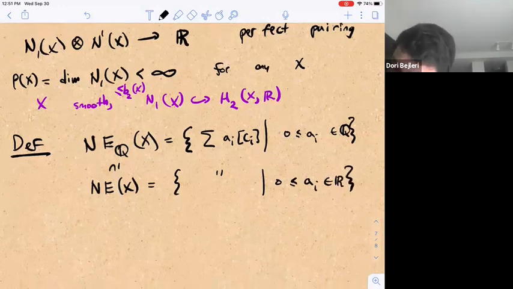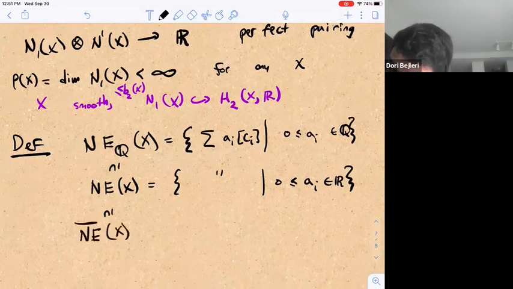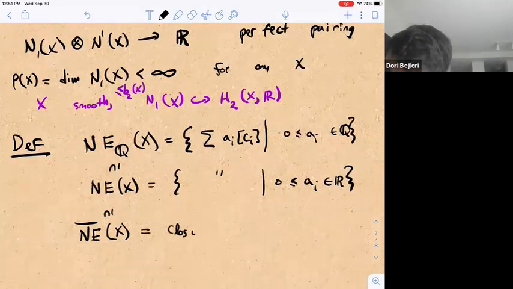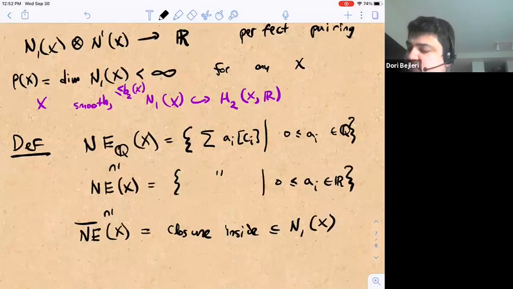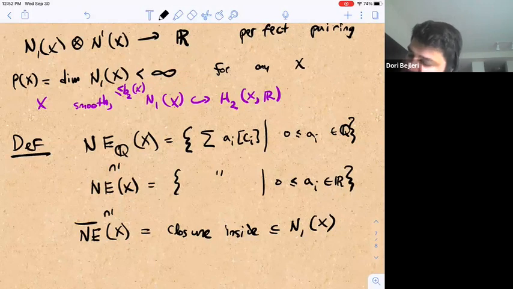And this all sits inside of its closure, inside of the vector space N_1. Okay, so this is the kind of important object that determines the birational geometry of X, at least up to a certain point.